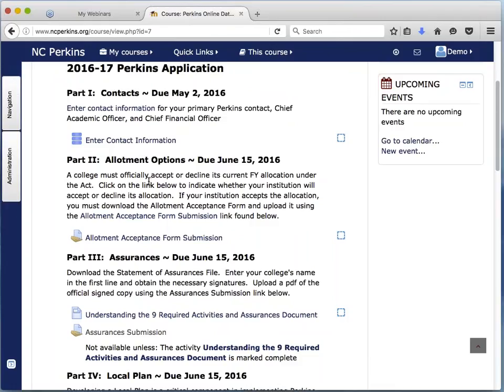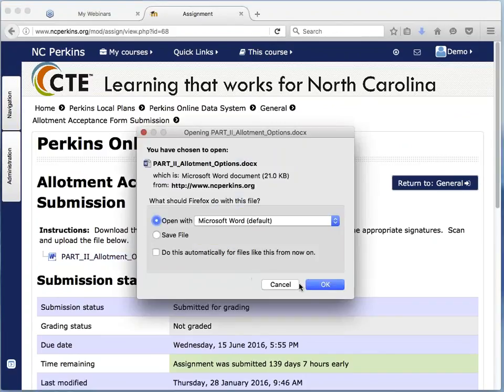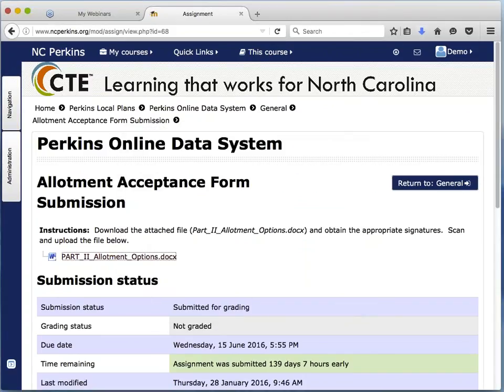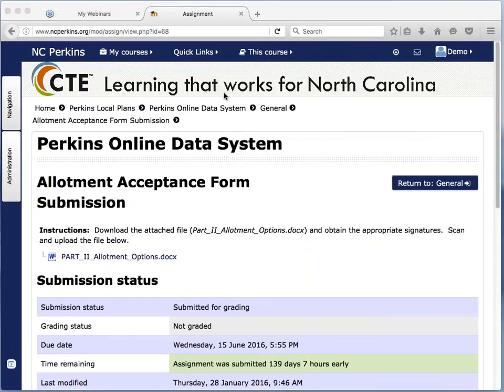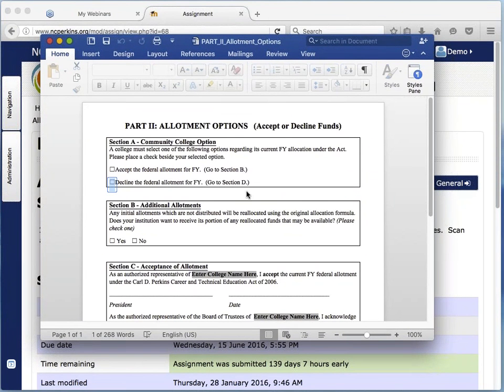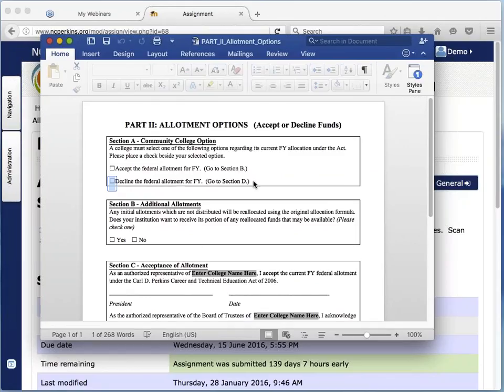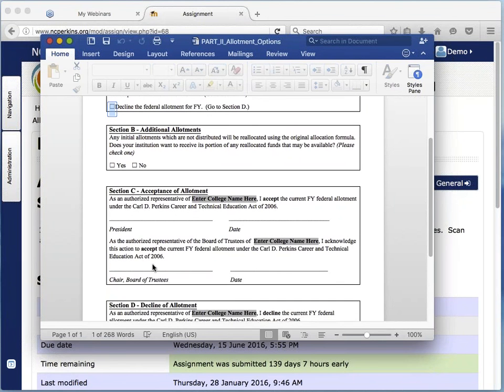The allotment acceptance form is just a document that, when we click here, basically says that your college is officially accepting the funds, and that by doing so you're going to agree to, okay, and so that pops up. So basically you're agreeing that you're going to be doing the 9 required activities that you see here. So basically you'll sign this, and then your board of trustees and president will have to sign this documentation.